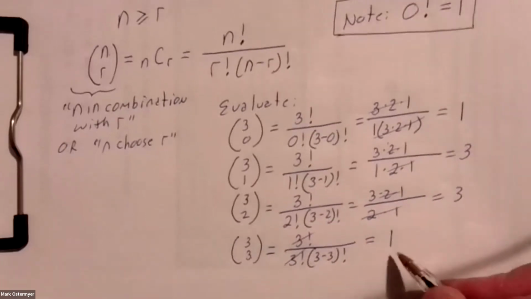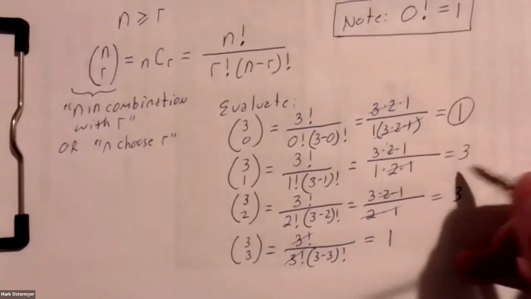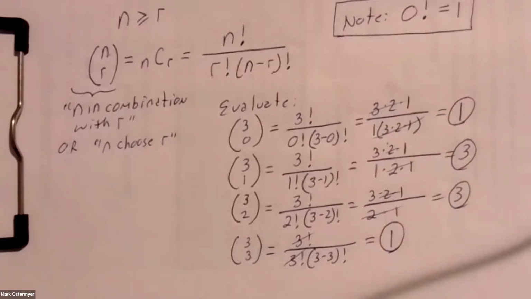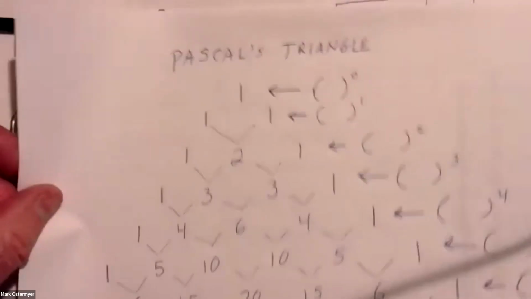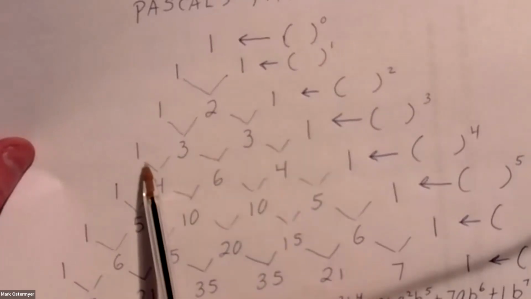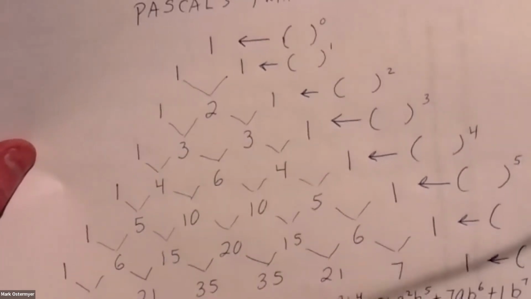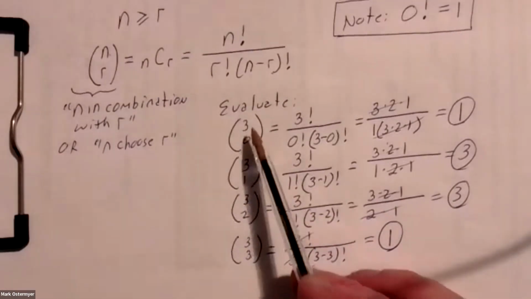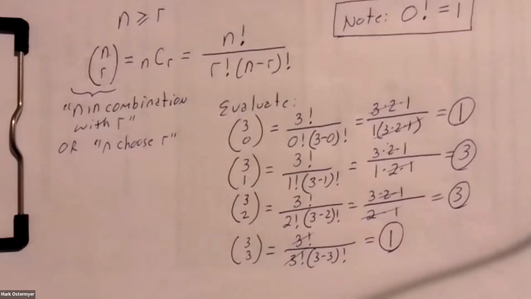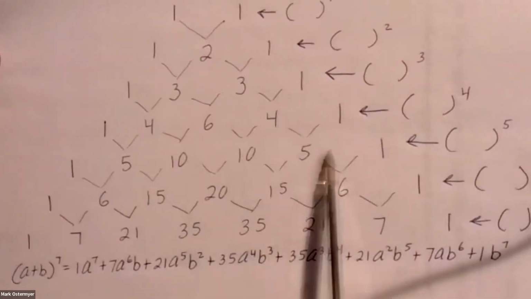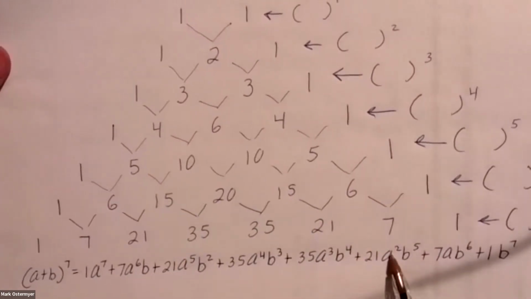All right. Ladies and gentlemen, you recognize these numbers here, 1, 3, 3, 1. What row do those come from in Pascal's triangle? 1, 3, 3, 1. You can see them right here. Everybody see that there? So, as it turns out, these combinations actually are used to generate entries of any particular row of Pascal's triangle.